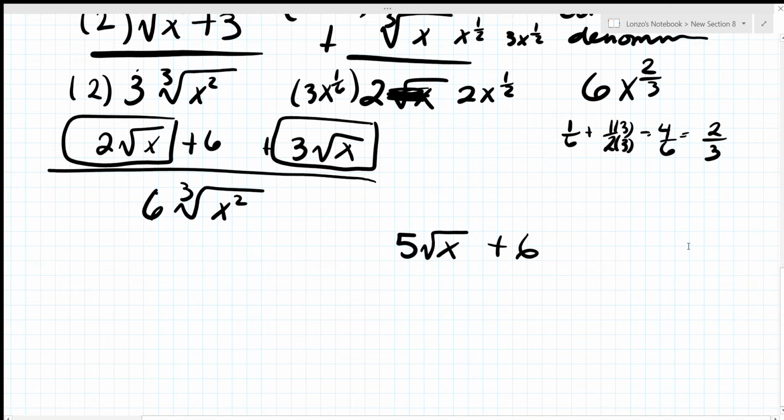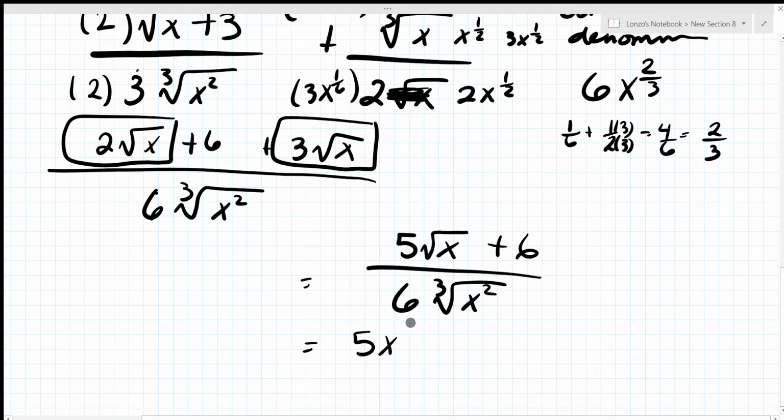All over 6 times the radical of 3x squared. Okay, you could put it in this form, but the book actually wants it in power form. So how would I rewrite this in power form? You can write 5 square root of x as 5x to the 1/2. The 6 just stays the same.